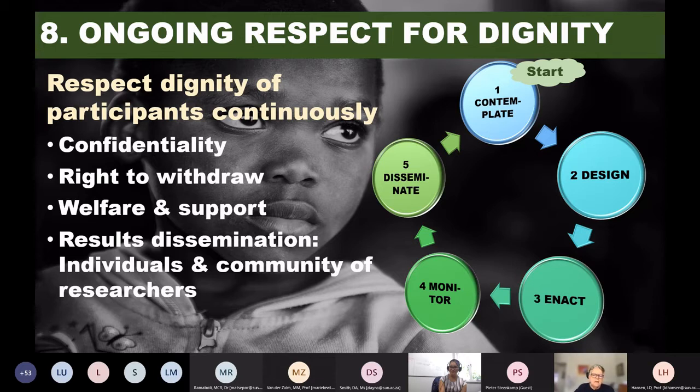And welfare and support is about, for example, if the participant is uncomfortable with a certain intervention, for example within mental health or psychiatry, and the participant is really struggling with what he's sharing, then there should be clear support for that participant, and that will be stated within the initial document that is submitted to HREC. And then, of course, the whole matter of dissemination of research, especially to the participants as well, and then the community of researchers.